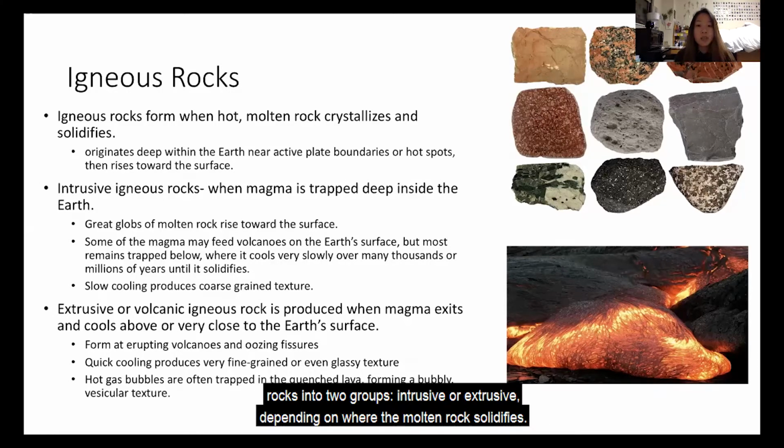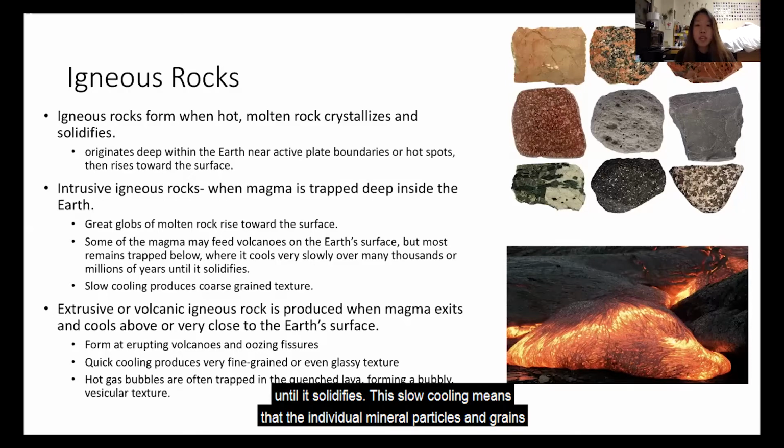We divide igneous rocks into two groups, intrusive or extrusive, depending on where the molten rock solidifies. Intrusive igneous rocks, or plutonic igneous rocks, form when magma is trapped deep inside the Earth. Some of the magma may come onto the Earth's surface, but most remains trapped below the surface, where it cools very, very slowly over thousands and millions of years until it solidifies.